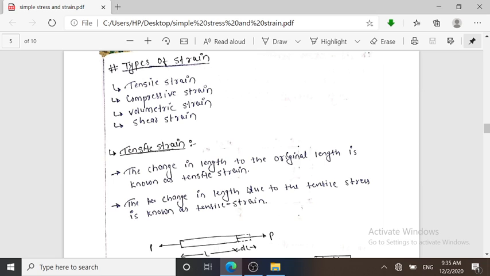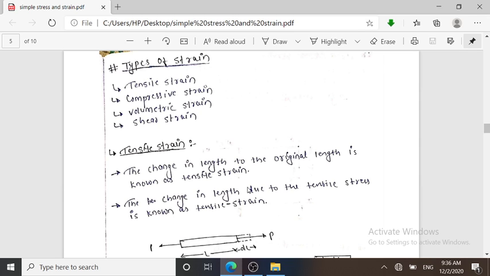Now we will talk about the types of strain. Well, I have already told you clearly what strain is. So here these are the types of strain: tensile strain, compressive strain, shear strain, and volumetric strain. Tensile strain is nothing but the change in length to the original length. When the body is subjected to the action of pull forces, the body must undergo deformation.